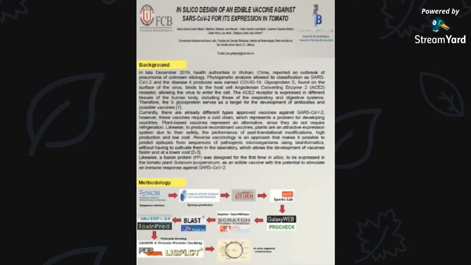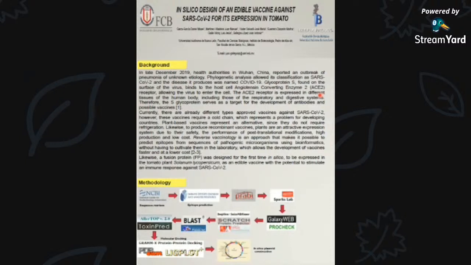In late December 2019, health authorities in Wuhan, China, reported an outbreak of pneumonia of unknown etiology. Currently, cases of SARS-CoV-2 are on the rise in many countries around the world. In the countries where it was thought that the pandemic had already been controlled, new outbreaks are occurring. However, there are already different types of approved phase 3 vaccines against SARS-CoV-2. However, these vaccines require a cold chain, which represents a problem for developing countries.